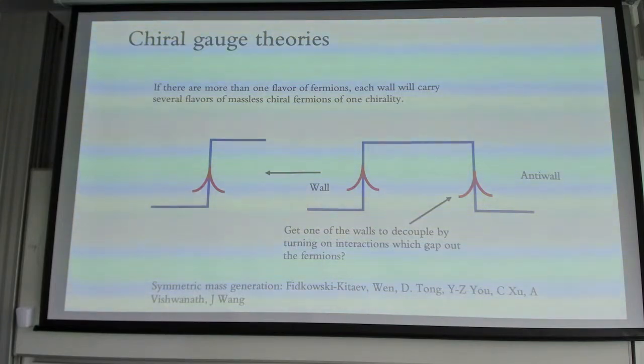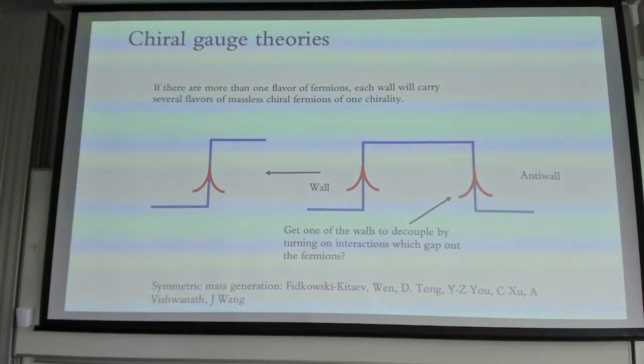Okay. So what people have been trying to do for a while is take this wall-anti-wall system and gap out the massless, chiral fermions living on one of the walls while leaving the other one untouched. If you are able to do that, so for example, if you have multiple flavors of fermions, you might be able to gap out one wall by putting in some interactions on that wall itself. And then at low energy, the hope is that you'll be left with a chiral gauge theory.